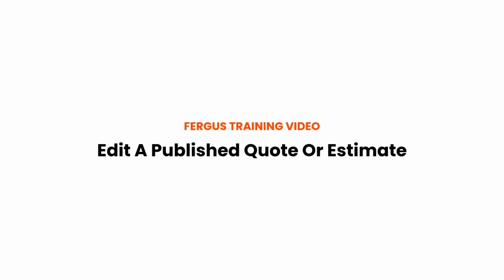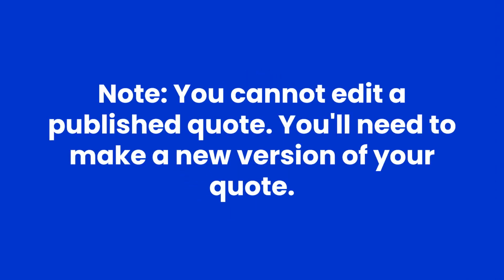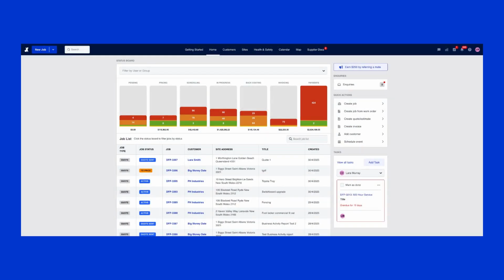Sometimes, last-minute changes mean you need to update a quote or an estimate. In Fergus, you can't edit a published quote or estimate directly, but you can create and send a new version. Let's walk through how to do that.